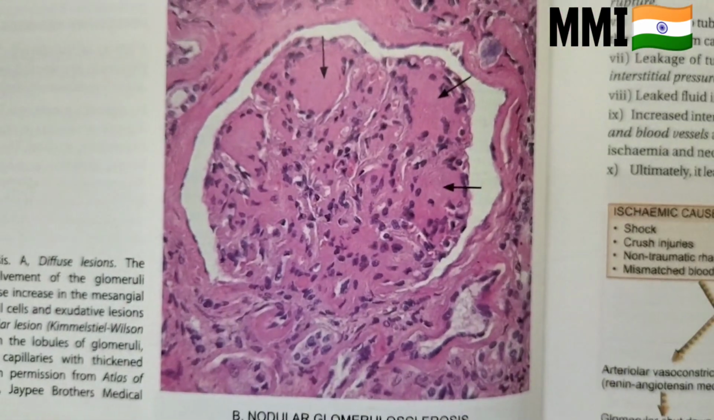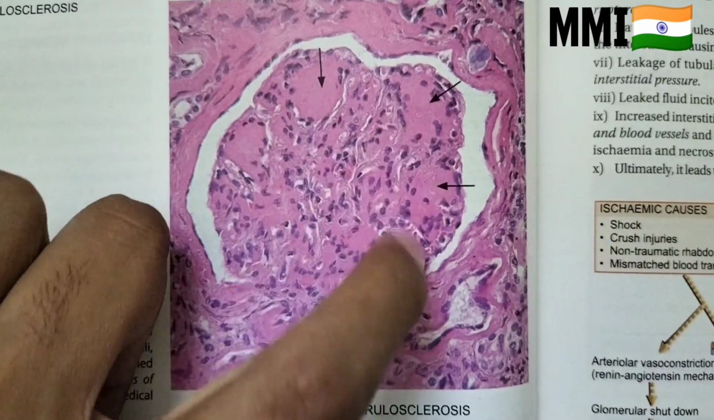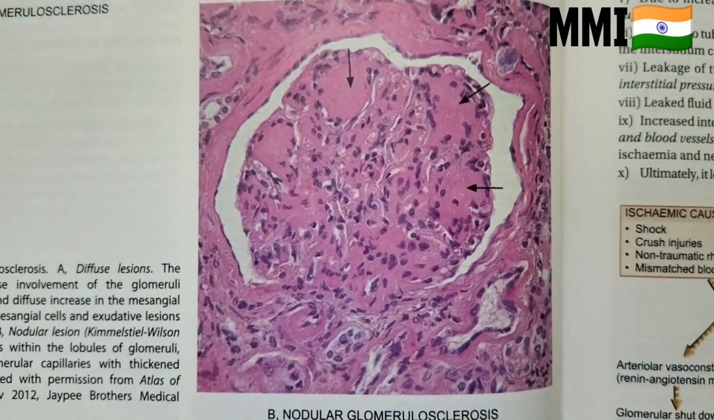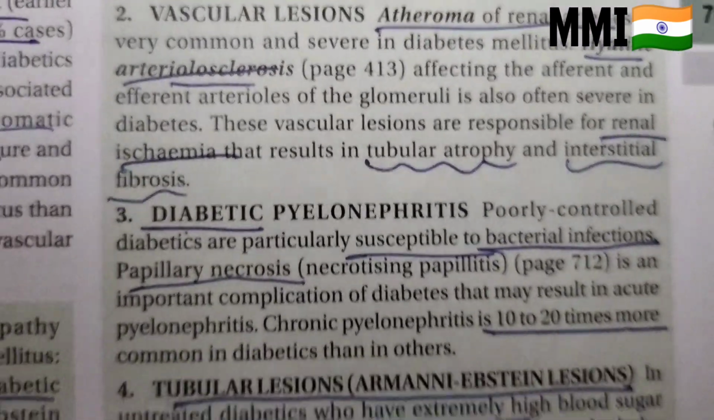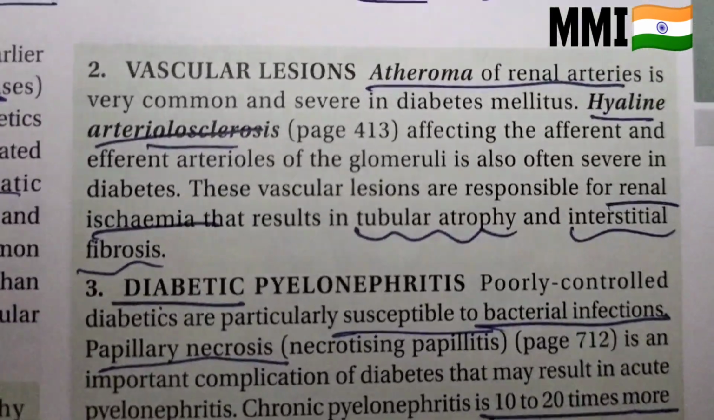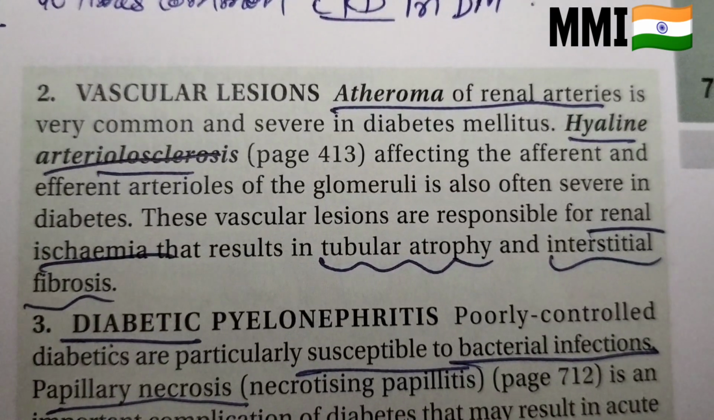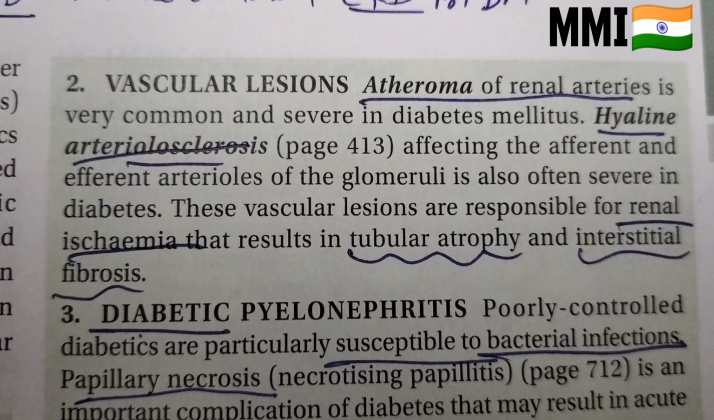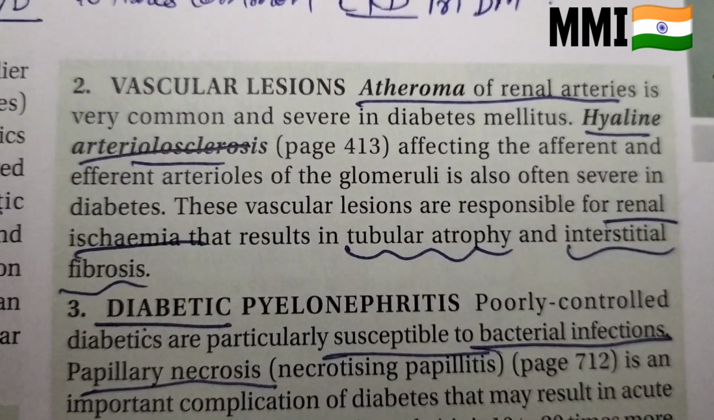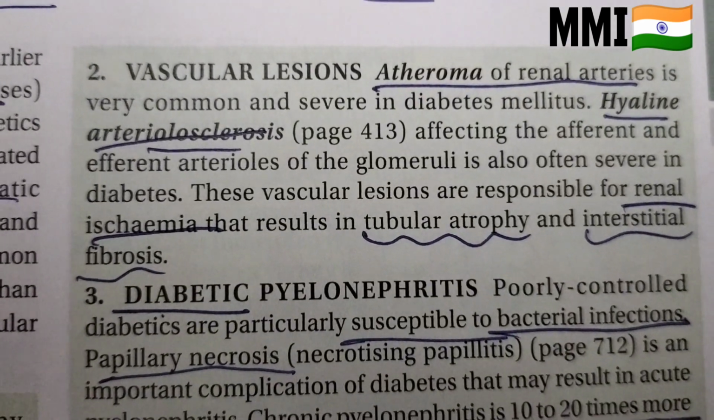This is the real photograph of nodular glomerular sclerosis. Here you can see the nodules, 1, 2 and 3 nodules. This is nodular glomerular sclerosis. Now we come to the other 3 lesions: vascular lesions, diabetic pyelonephritis and tubular lesions. First is vascular lesions, and there is atheroma of the renal arteries, which is very common in severe diabetes mellitus, and hyaline arteriosclerosis. Because of this sclerosis, there is renal ischemia resulting in tubular atrophy and interstitial fibrosis.